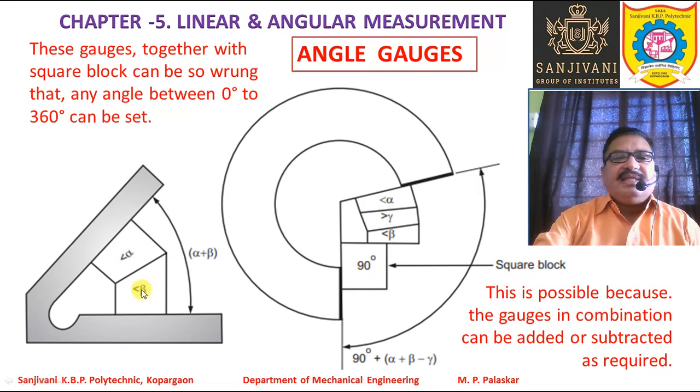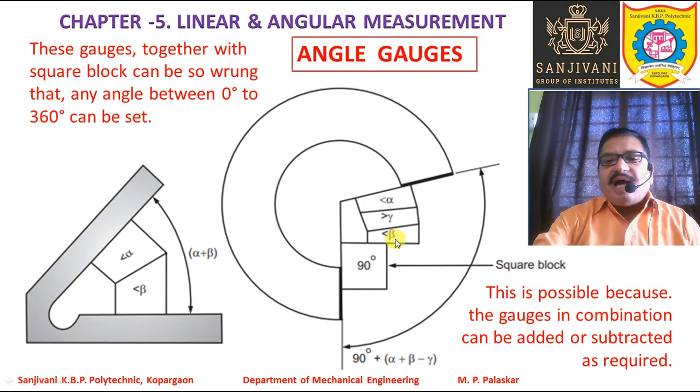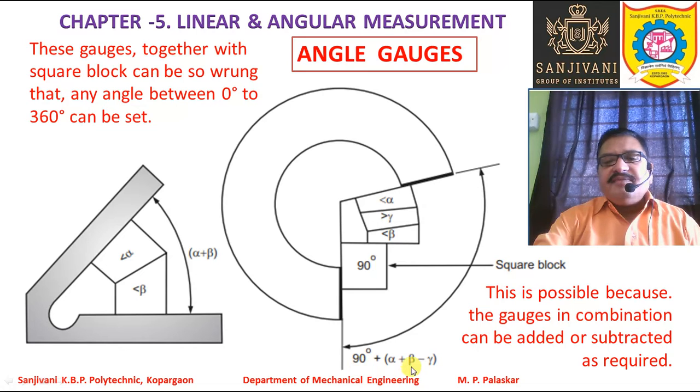So here you can see that this angle is nothing but alpha plus beta, and this angle here is a combination of 90 degrees plus alpha plus beta minus gamma. So alpha is added, beta is added, right? Because the direction is the same as this 90 degrees, but the direction of gamma is opposite, therefore gamma is subtracted, right? So by using various combinations of additions and subtractions we can get the required angle.